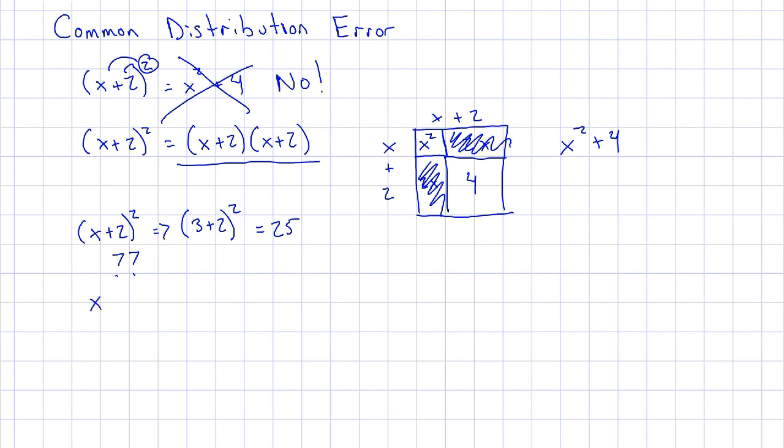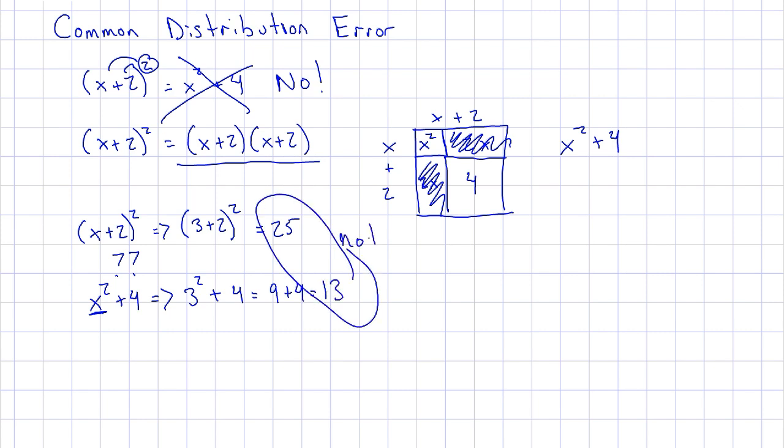Let's see if that's the same as x^2 + 4. Well, again, we had to plug in the 3 for the x. So let's plug in 3. We have 3^2 + 4. 3 squared is 9. 9 plus 4 is 13. 13 and 25 are not the same.